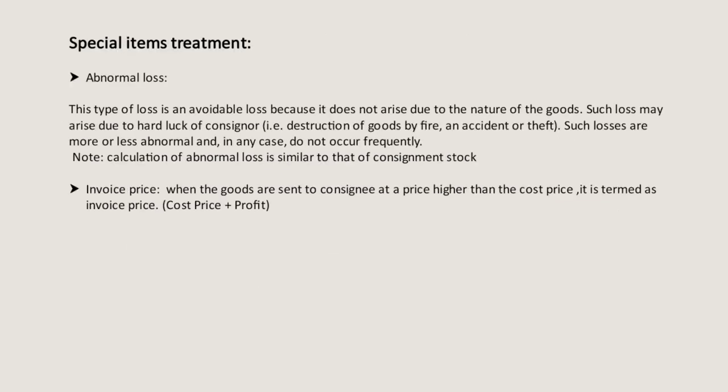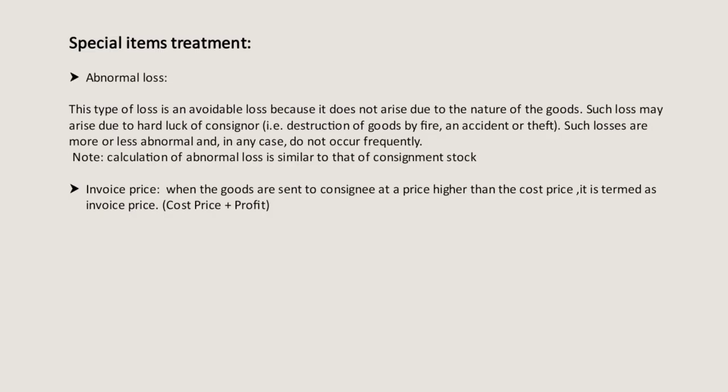Now there is a special treatment of abnormal loss. This type of loss is unavoidable. Now why is this loss unavoidable? Because it does not arise due to the nature of goods, but such loss may arise due to hard luck of the consignor, that is destruction of goods by fire, accident or theft. Such losses are more or less abnormal and do not occur frequently.